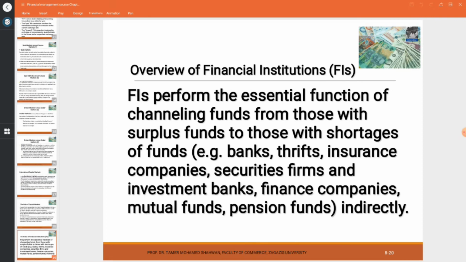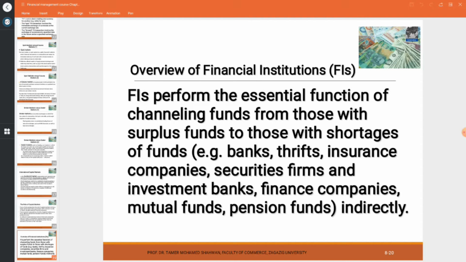By the end of this part, you must be aware of what the main components of financial markets are, the role of financial markets, and the different types of financial markets. Finally, we are going to end this lecture by discussing the concept of financial institutions: what are the main roles of financial institutions, why financial institutions are important, and the different types of financial institutions.